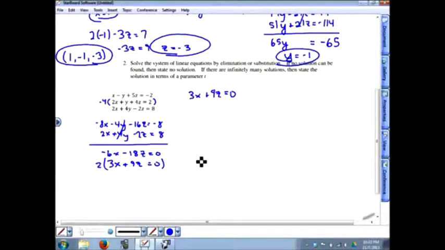Multiply bottom equation by 2. So what we're left with is the statement 0 equals 0, which is true. There are no variables to solve for, so we can't solve for a unique solution, but there are infinitely many.